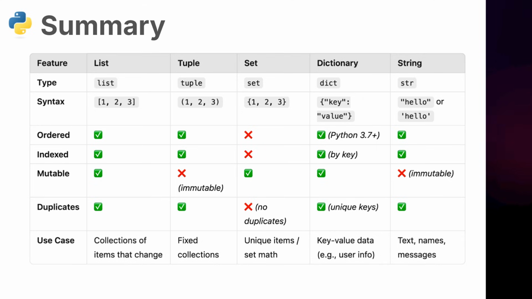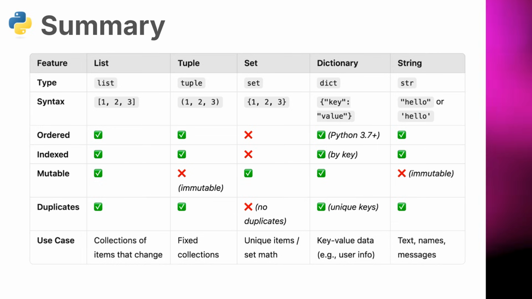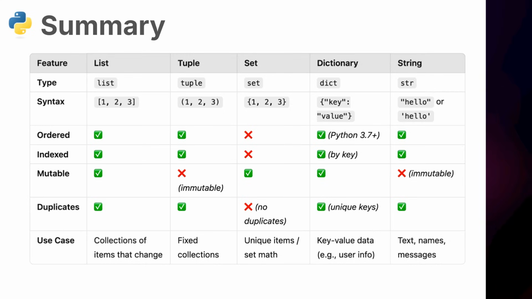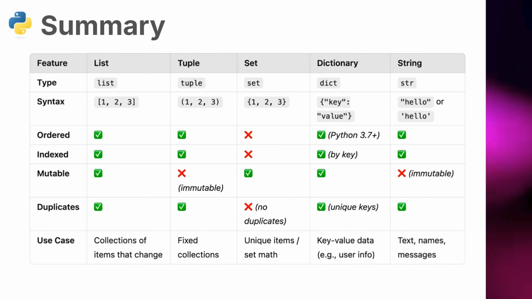As for ordered, list, tuple, dictionary, and string maintain the order of items. Set does not maintain order. About indexed. List, tuple, and string support indexing by position. Dictionary is indexed by keys. Set does not support indexing. Next, mutable. List, set, and dictionary can be changed after creation. Tuple and string cannot be changed after creation.